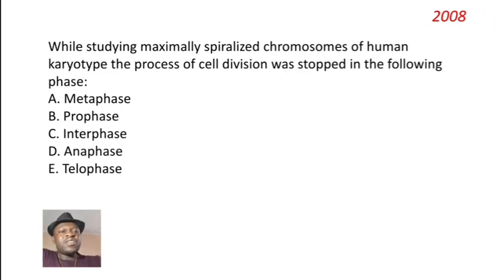While studying maximally spiralized chromosomes of human karyotype, the process of cell division was stopped in the following phase. Oh, so maximum spiralization happens when the chromosomes are on the equatorial region, right? So it's metaphase. Metaphase, that's the phase where the chromosomes are on the equator, right? So the answer is what? Metaphase.